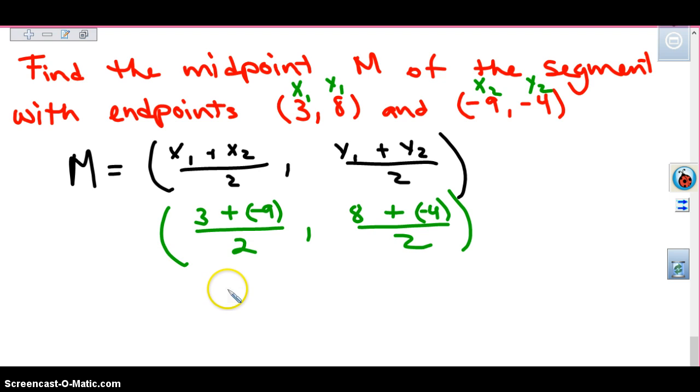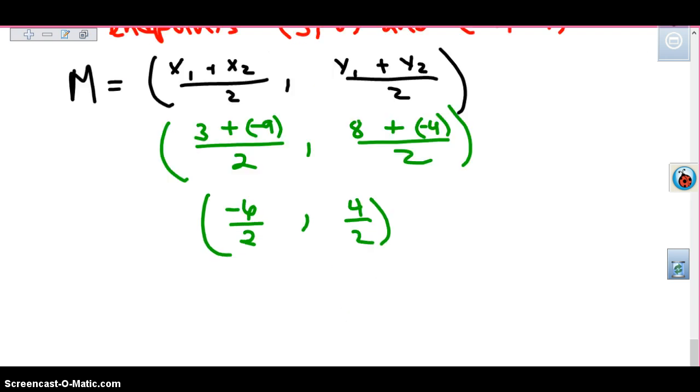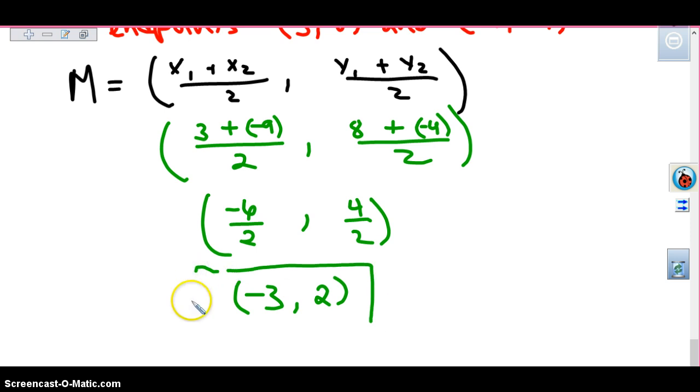3 plus negative 9 is negative 6 divided by 2. 8 plus negative 4 is 4 divided by 2. Negative 6 divided by 2 is negative 3. 4 divided by 2 is 2. That means that our midpoint will be at negative 3, 2.